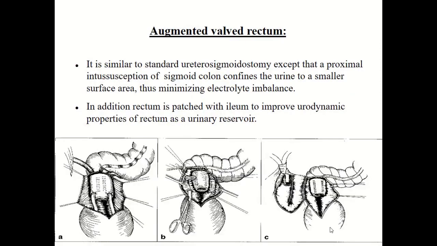Augmented wall rectum. It is similar to the standard ureterosigmoidostomy, except that the proximal intussusception of the sigmoid colon confines the urine to the smaller surface area. Thus minimizing the electrolyte imbalance. In addition, a rectal patch is attached with the ileum to improve the urodynamic properties of the rectum as a urinary diversion.